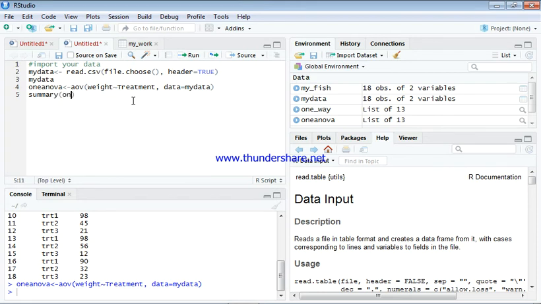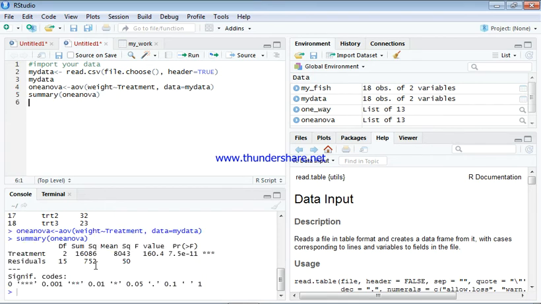Alright, so now we'll go for the summary of that one-way ANOVA. Control enter. Alright, so there you have it. Here we have our F value to be 160 and our P value is less than 7.5e-05, which is very much lower than 0.05.